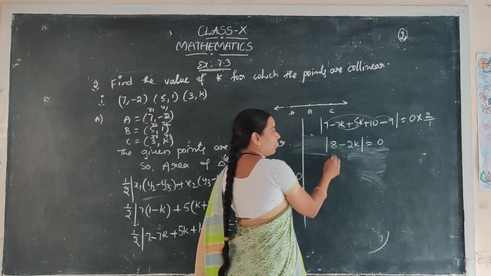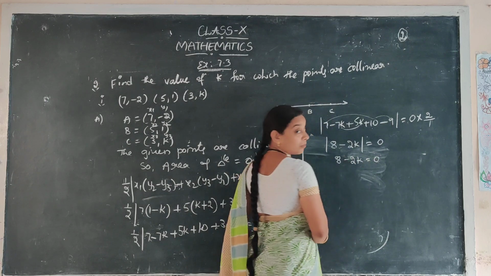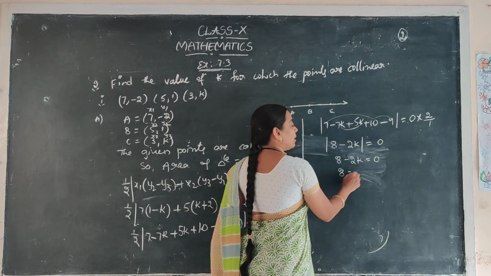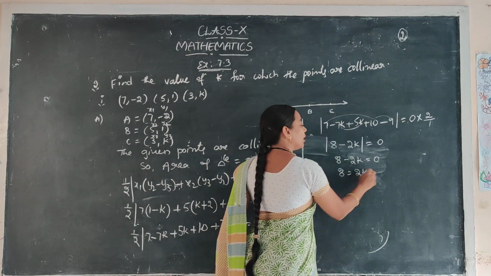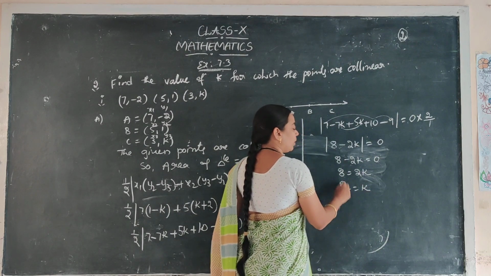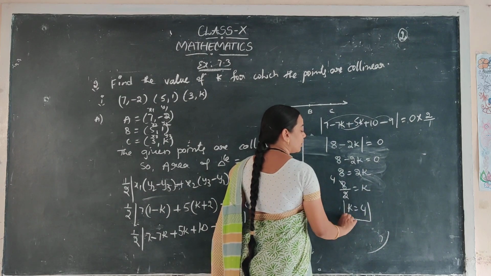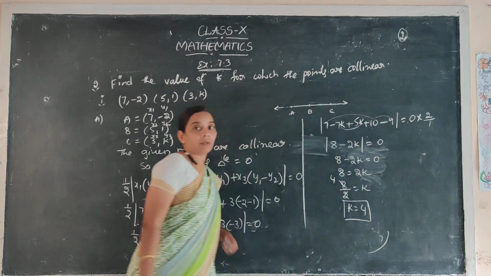Now remove this bracket and write directly 8 minus 2k is equal to 0. Now minus 2k moves to the right side as plus 2k, and 2 moves to the left side, so 8 by 2 is equal to k. 2 fours are 8, 4 times, cancel, k value is 4. Now this is the answer. Okay.